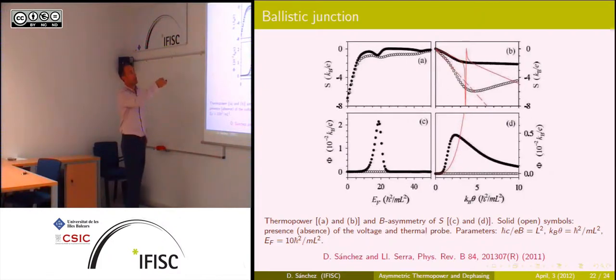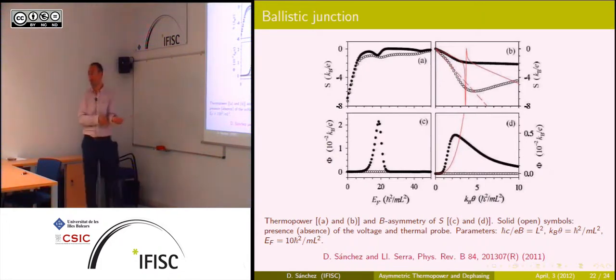Here we plot the thermopower as a function of temperature, and then we compare with the Sommerfeld approximation. Okay, and here we see that the Sommerfeld approximation is good, but only in the limit of low temperatures. Okay, when you are in the limit of high temperatures or intermediate temperature, there are some strong deviations.